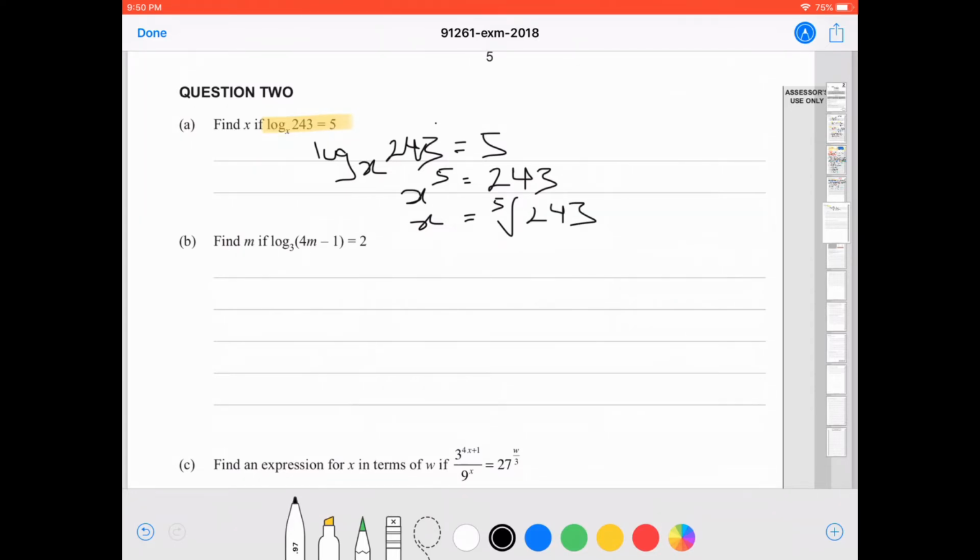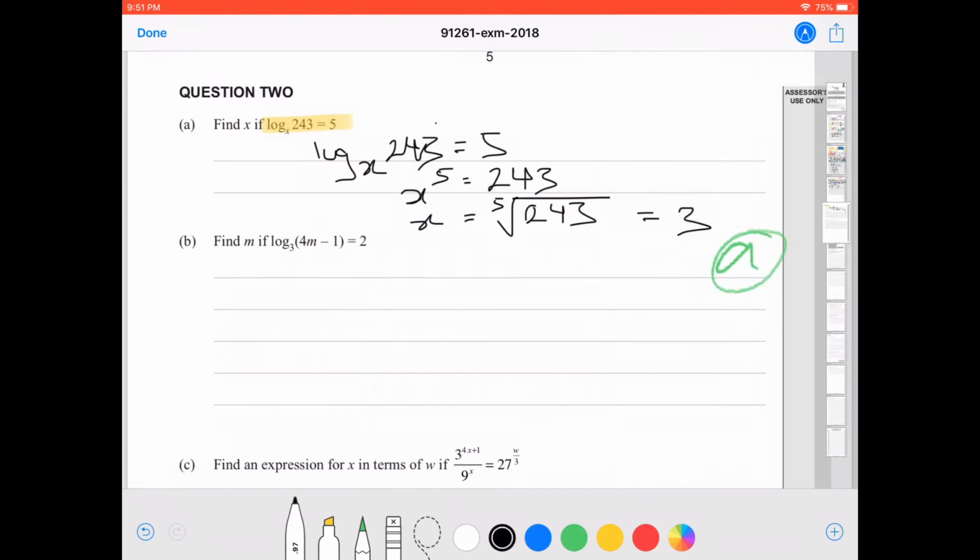And what is that going to be? We can calculate that. Fifth root of 243 is 3. So x equals 3 here, and that gets you an achieved grade.